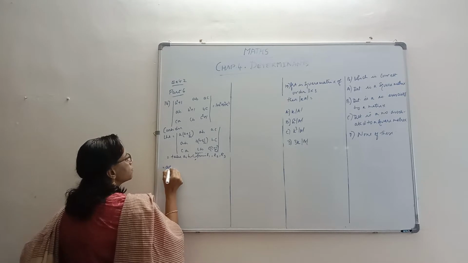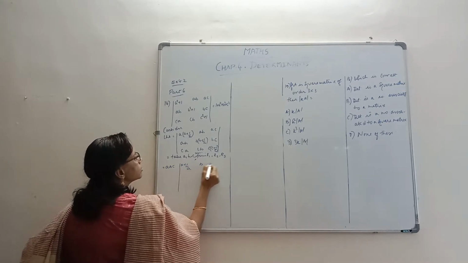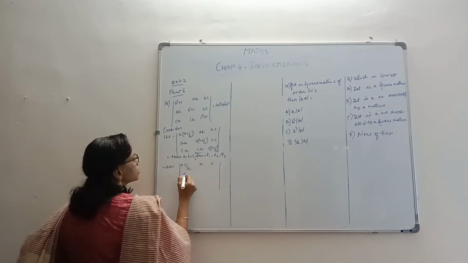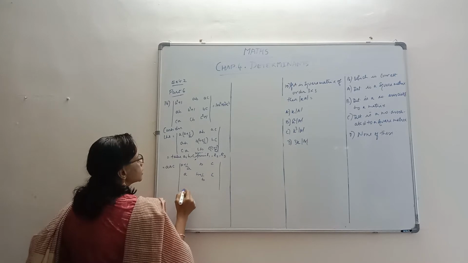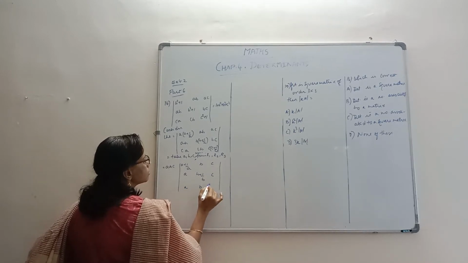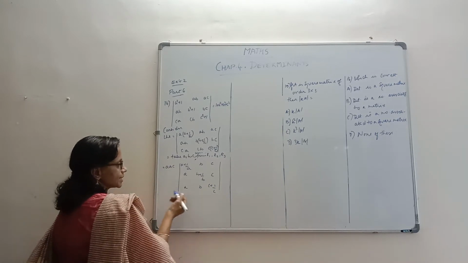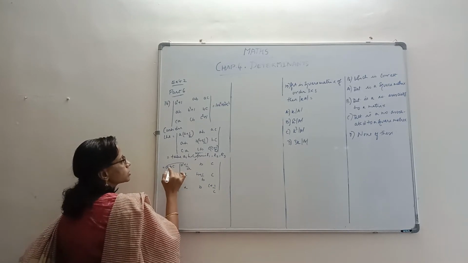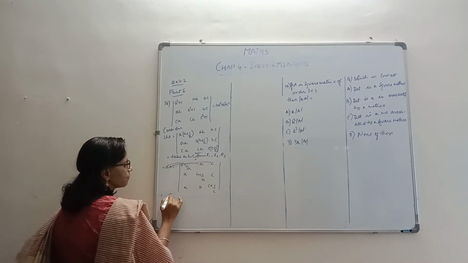So we are left with A, B, C; A plus 1 by A here, B here, C here; A here, B plus 1 by B, C here; then A here, B here, C plus 1 by C. In the next step, this A will multiply to C1, B to C2 and C to C3. So let's see what will happen.